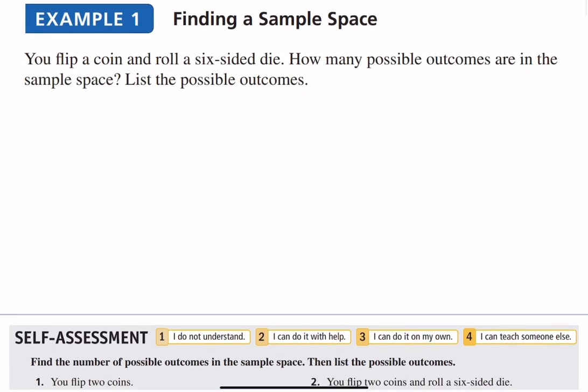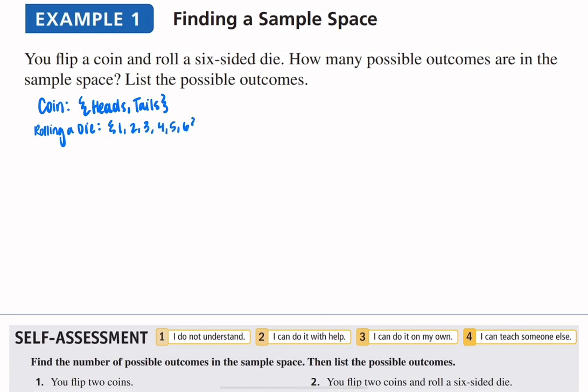Alright, so example 1, we're going to find a sample space. So you flip a coin and you roll a six-sided die. How many possible outcomes are in this sample space? List the possible outcomes. So the first thing we're going to do is talk about the different sample spaces for each of the different events. So flipping a coin, your sample space there, you can either get heads or tails. Rolling a six-sided die, we already saw the sample space there. You can get 1, 2, 3, 4, 5, or 6.